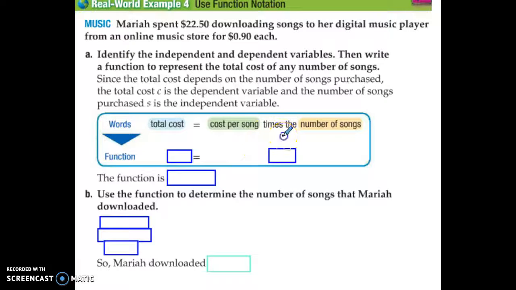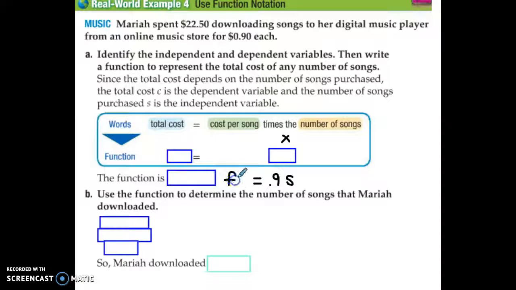So that's my x, number of songs I can buy. You could also put any letter you want. You could put the letter S if you want for songs. How much does it cost per song? Well, 90 cents. So however many songs you buy, S, you're going to multiply it by 0.9. And then we want it in function notation. So what is function notation? Well, you can put whatever letter you want. Usually put F. They're going to put C because they can make it represent cost. But I'm going to put F.